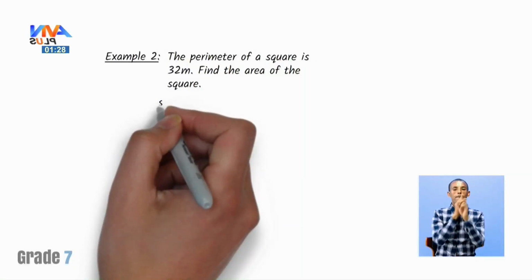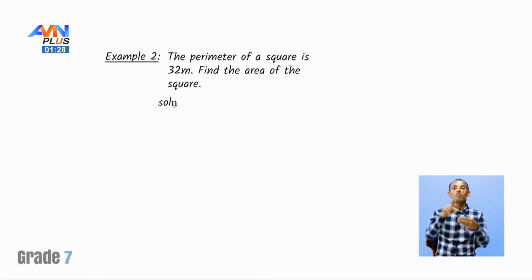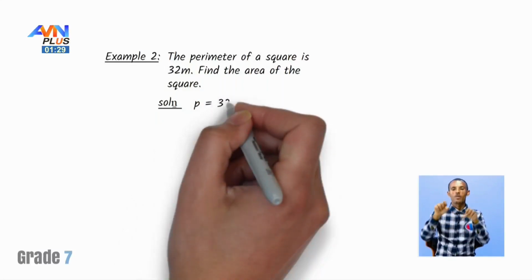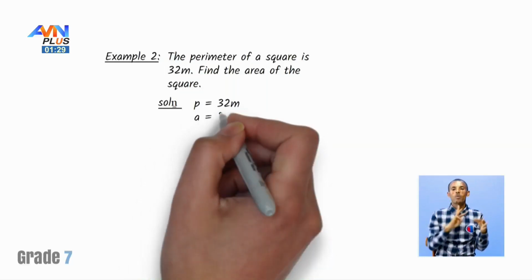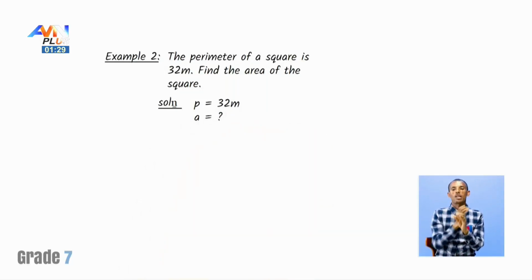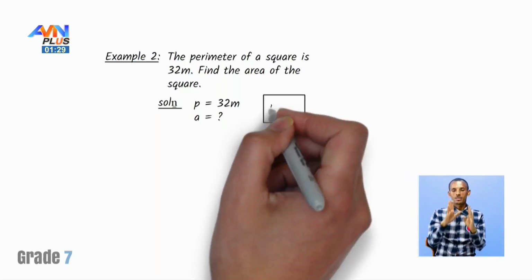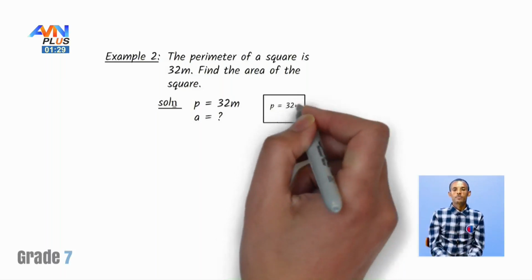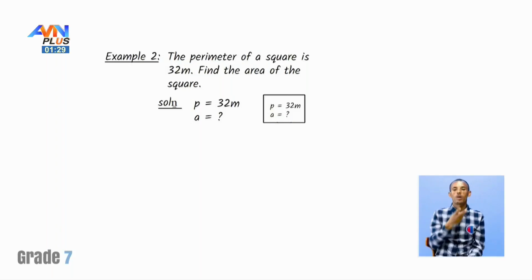Solution. Here, the perimeter of the square is given. The perimeter of the square is given to be 32 meters. And we are asked to calculate the area of this square. So, let's draw the square. Its perimeter is given to be 32. We are asked to find its area.